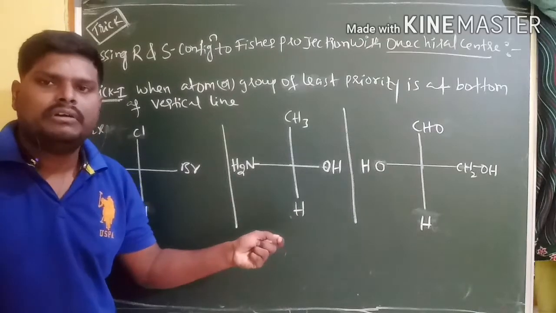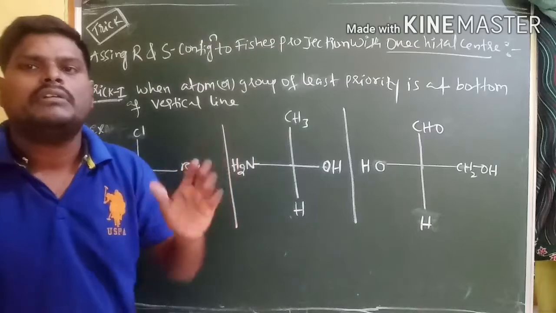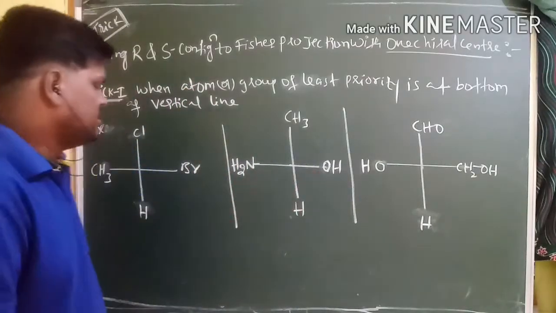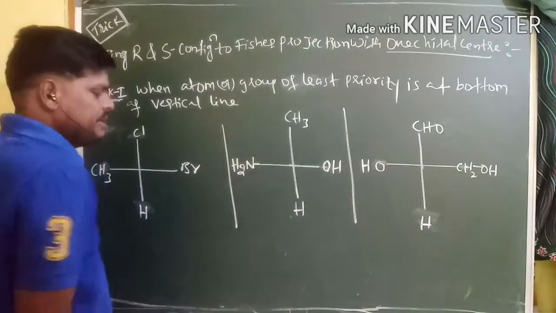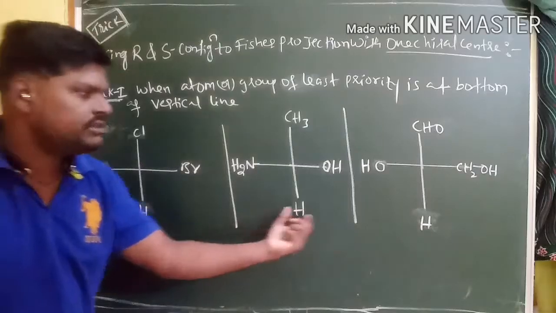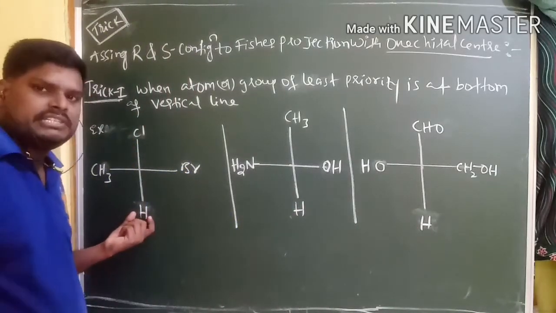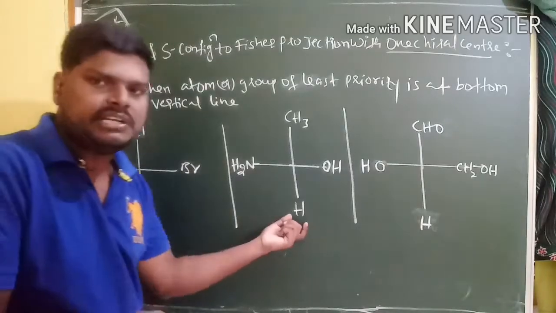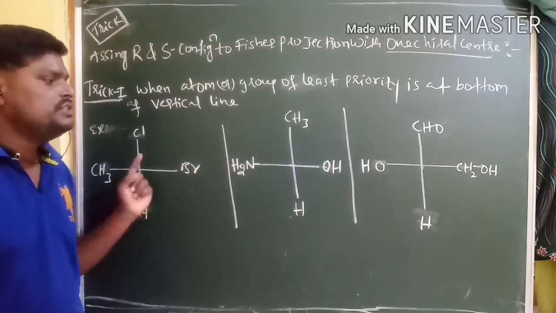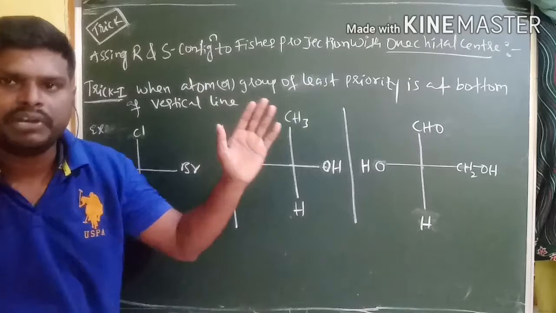We should assign R and S configuration according to the priority rule, like 1 to 2 and 2 to 3. Take these 3 examples here. In all 3 examples, the least priority is hydrogen, and hydrogen is present at the bottom of the vertical line. Here also, and here also. So in these 3 examples, you should directly assign R and S configuration according to the priority rule.